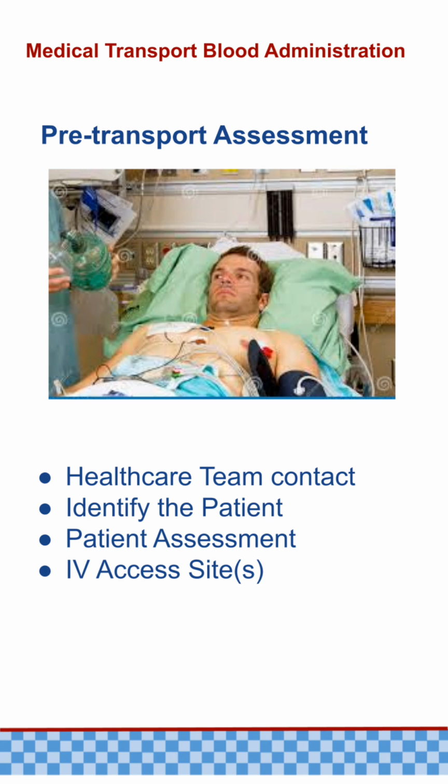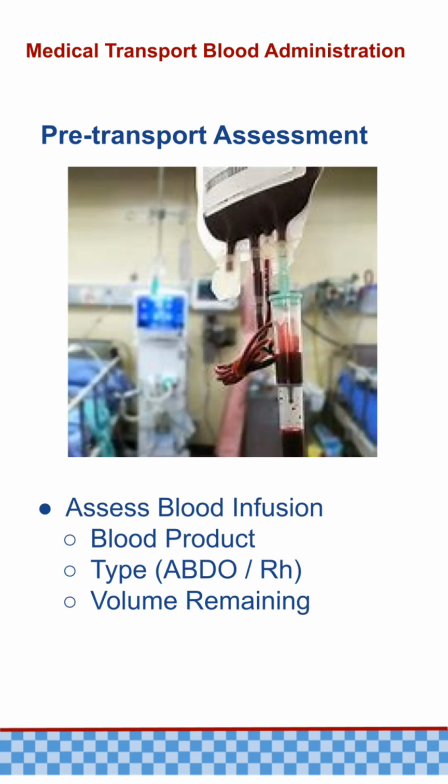Check the patient's vascular access site where the blood infusion is connected. An intravenous access for blood administration must utilize at least a 20-gauge catheter. Check the access site for patency and for signs of infiltration, which may include swelling, discoloration, pain, or tenderness around the site. Make sure the vascular access site is well secured for movement and transport.